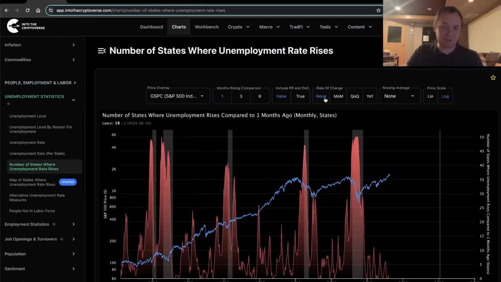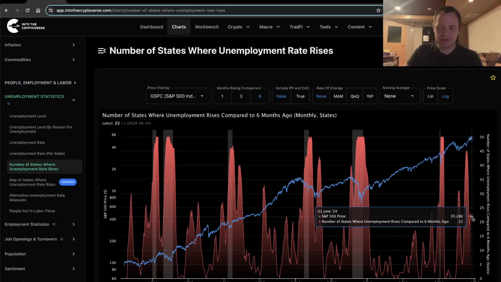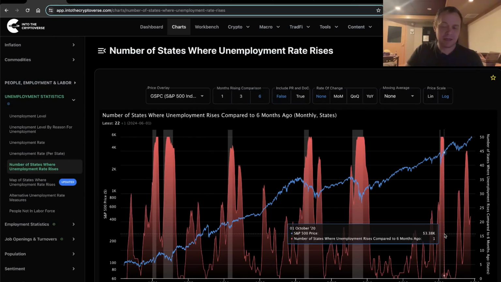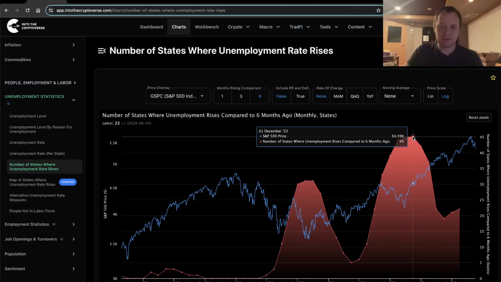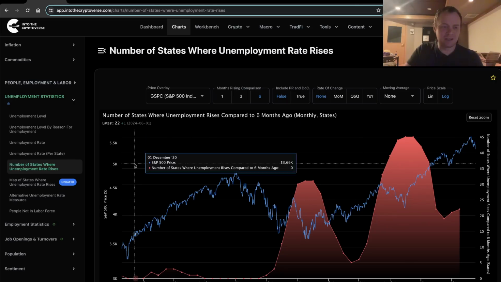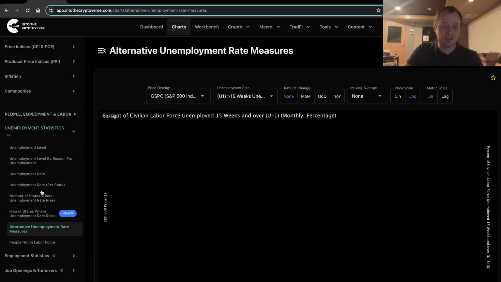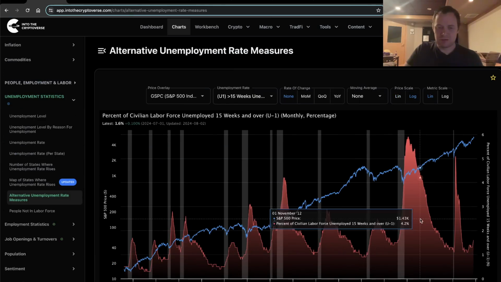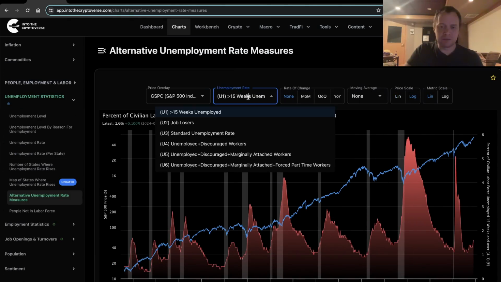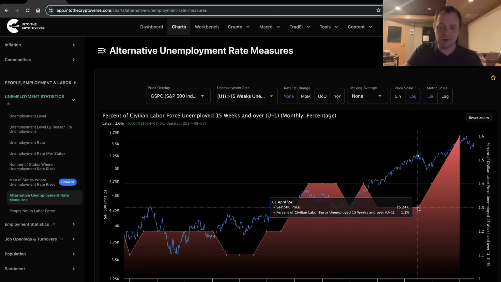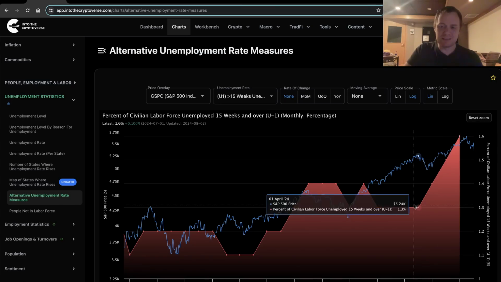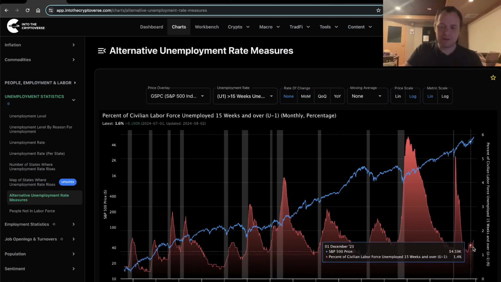If you were to look at the number of states where the unemployment rate is rising over the last 6 months, it's currently 22 states. In the last couple of years, though, it did go up into Q4: October, November, December. So it could very well go up into Q4 again. Alternative unemployment rate measures: this is the greater than 15 weeks unemployed. That was a big move up recently. It was 1.3% in April, 1.6% today. That's a pretty large move up over the last few months, and it's very much noticeable on the chart.